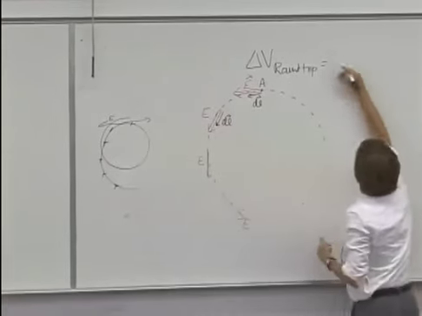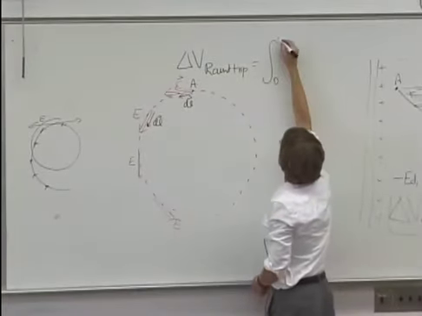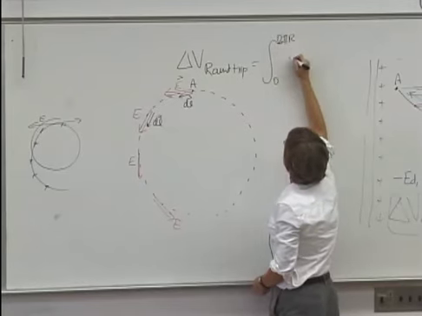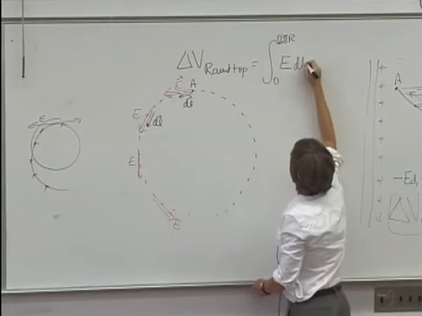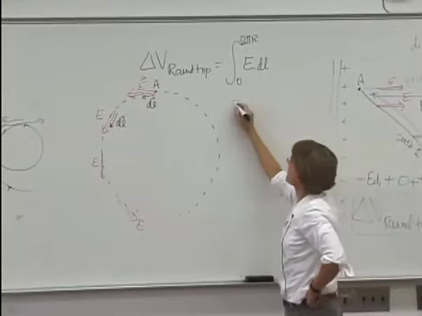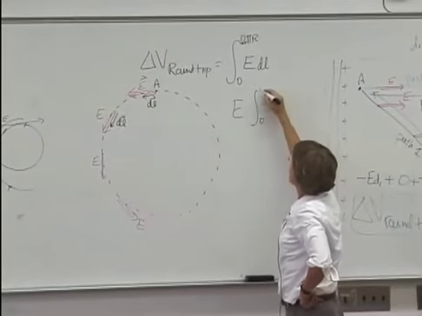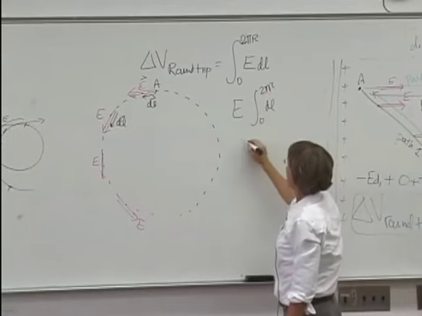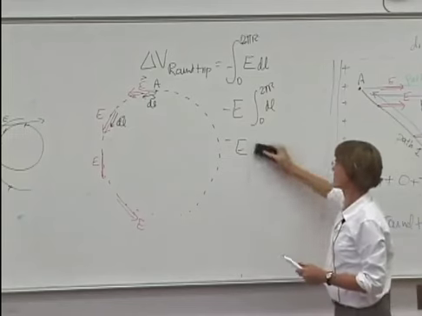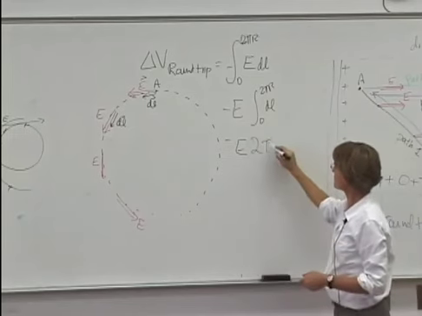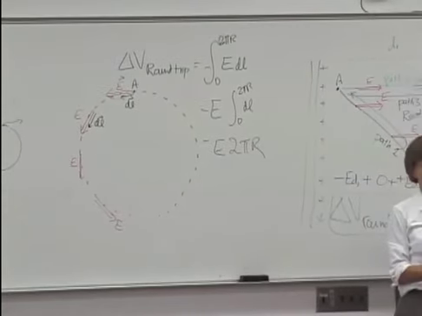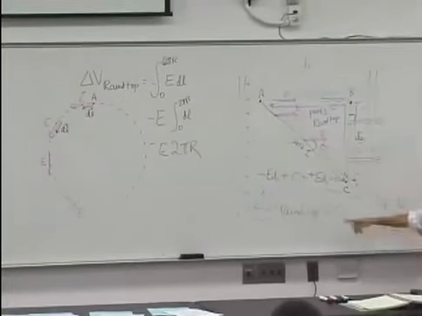So this would equal the integral from 0 to the circumference, 2 pi r really, of E times dl. But the magnitude of E isn't changing the way we've set it up. So that's E times the integral from 0 to 2 pi r of dl, or E times 2 pi r. Does that equal 0? I thought we said it was supposed to equal 0.